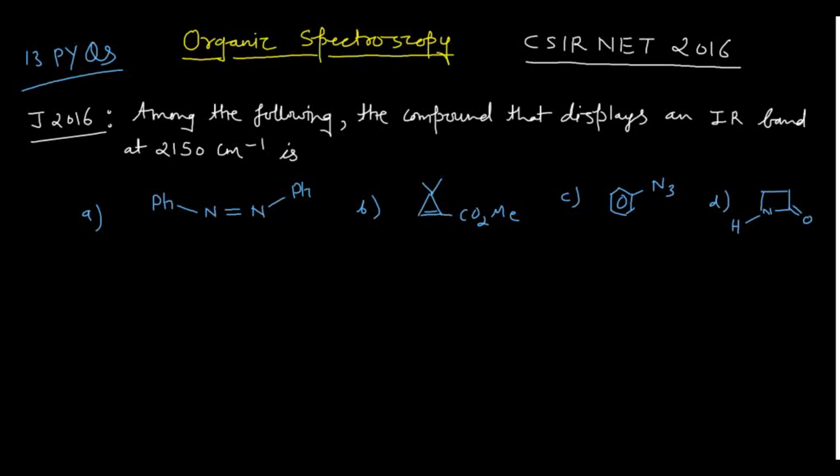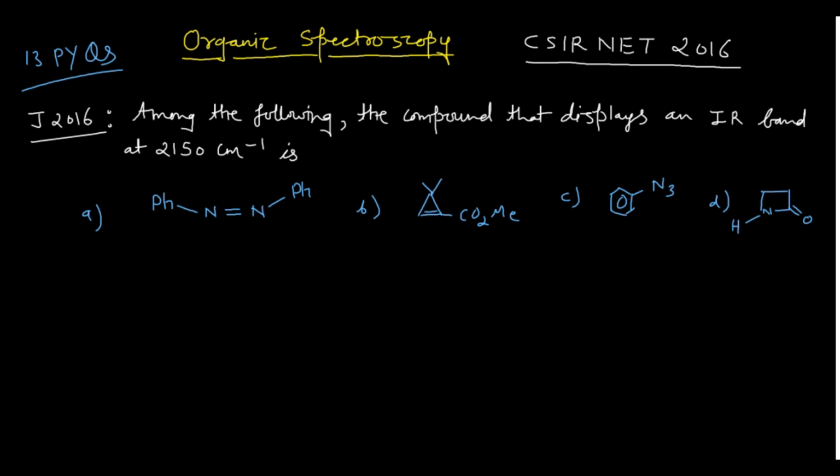My first question, as you can see here, has been asked in the June 2016 examination, and it says: among the following, the compound that displays an IR band at 2150 centimeter inverse. That means you have been given these four compounds, and out of these four you have to select which compound will give you a band at 2150 centimeters. So let's investigate how we can solve this particular problem.